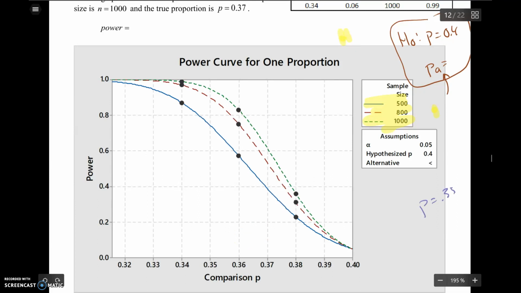Now, if the true value is 35%, then you can kind of project up here and say, well, if I have a sample size of 500, I got about 75% power. But if I have a sample size of 1,000, now I'm going to have about 92% power. And you can see how the power changes for different alternate values and for different sample sizes. And you can actually put more sample size curves into this program if you wanted to.